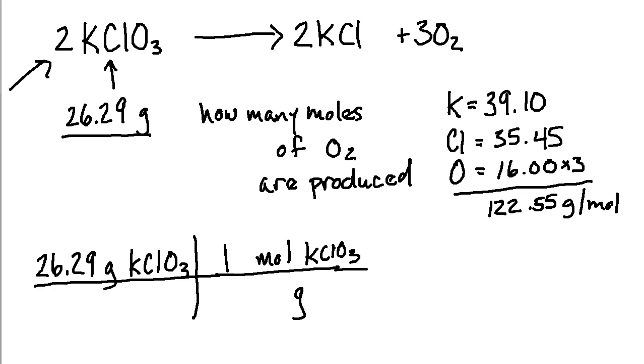So down here, I would put in 122.55 because it's that many grams of potassium chlorate that will make up 1 mole of potassium chlorate. All right. Now here's where this is actually, in my opinion, the easiest step, but this is where a lot of students get tripped up.